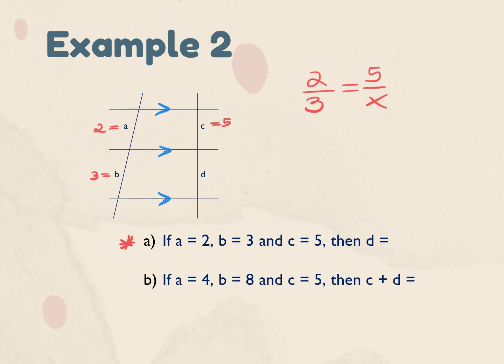I'm going to cross multiply and divide by 2, and x equals 7.5.